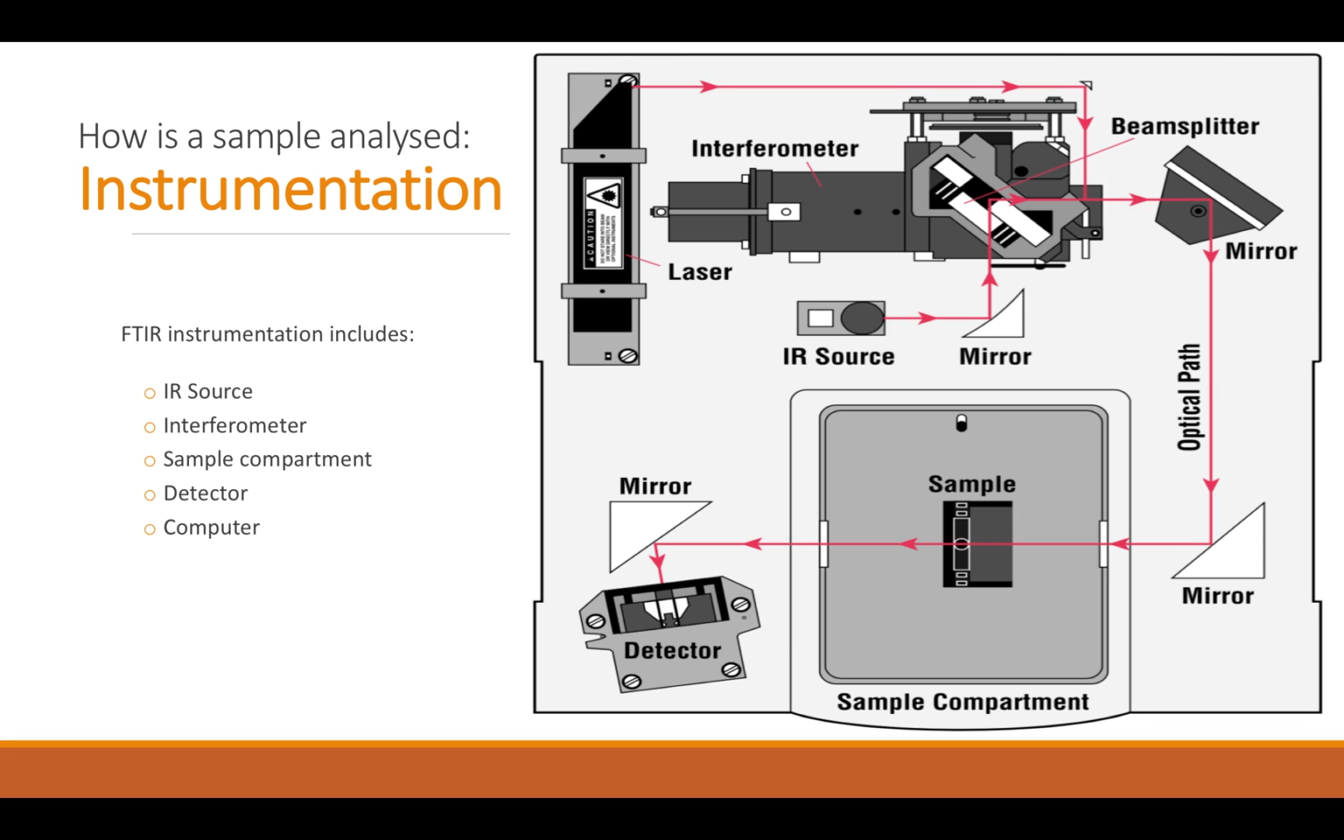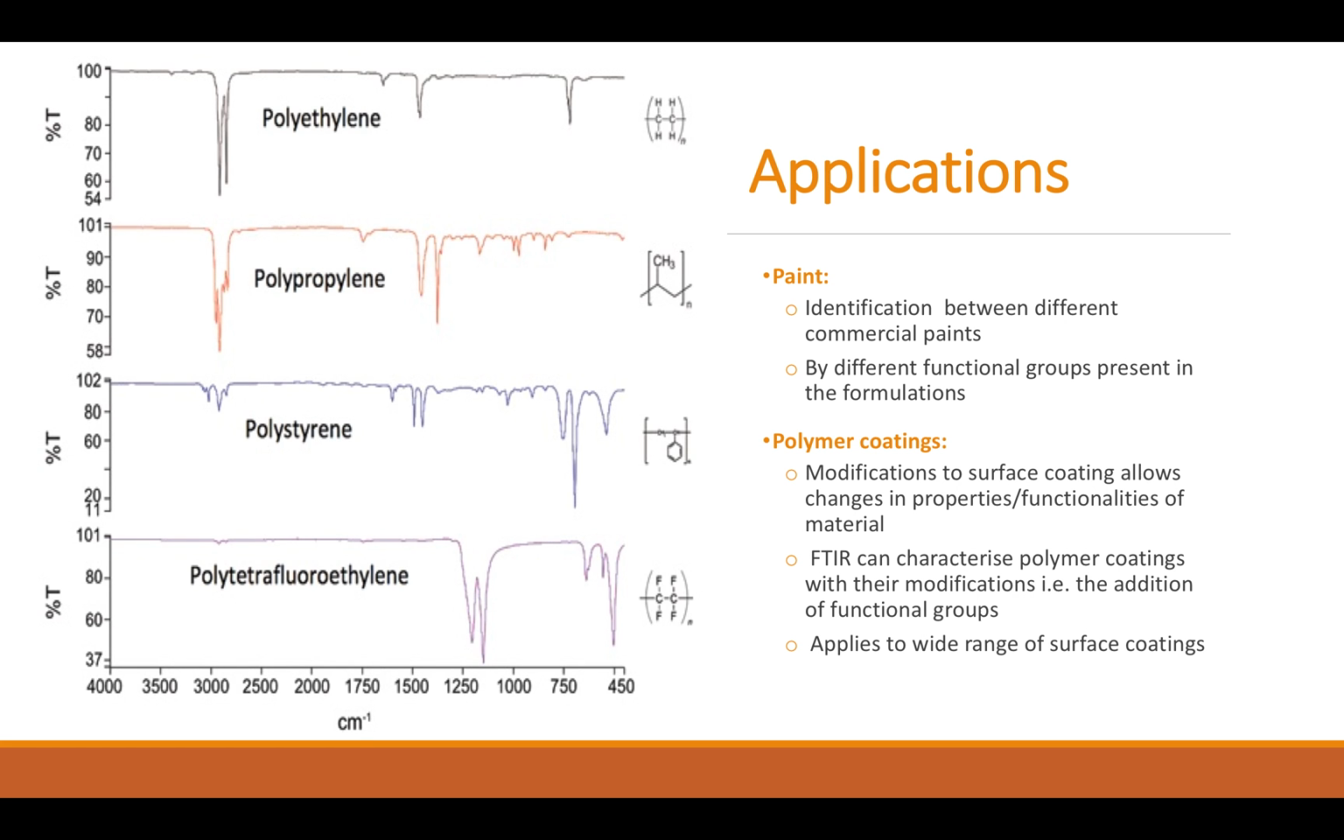The measured interferogram signal is processed by the computer and Fourier transformation occurs. Hence, the final IR spectrum is generated for analysis. Applications. A common example of FTIR being applied in the analysis of surface coatings is in the development and production of paint. FTIR can be used to identify between different commercial paints on the basis of the different functional groups present in the respective formulations. It can therefore assess the effect of degradation due to environmental exposure.